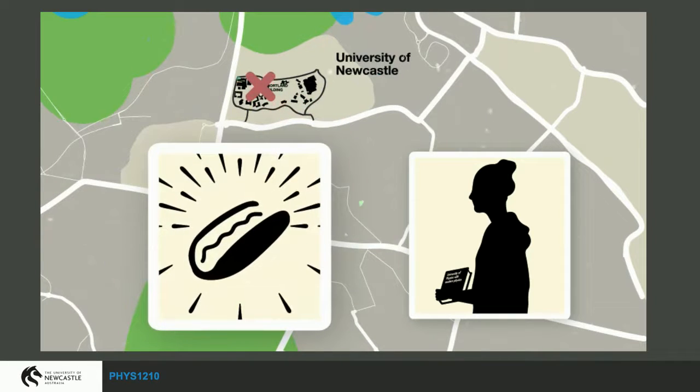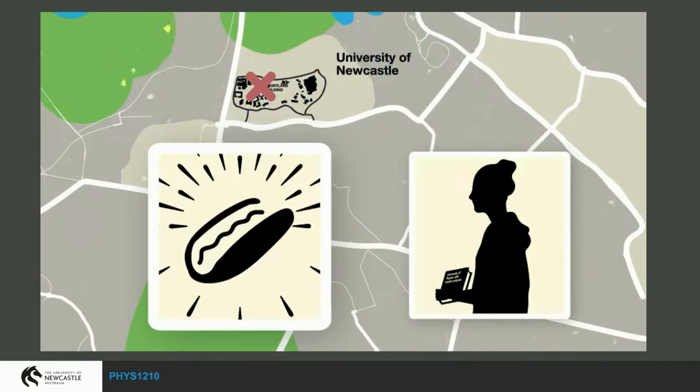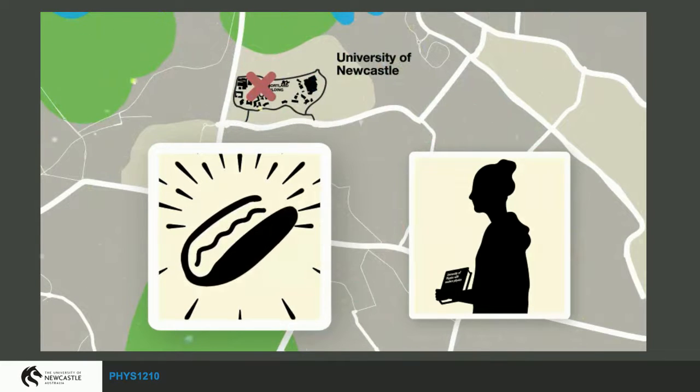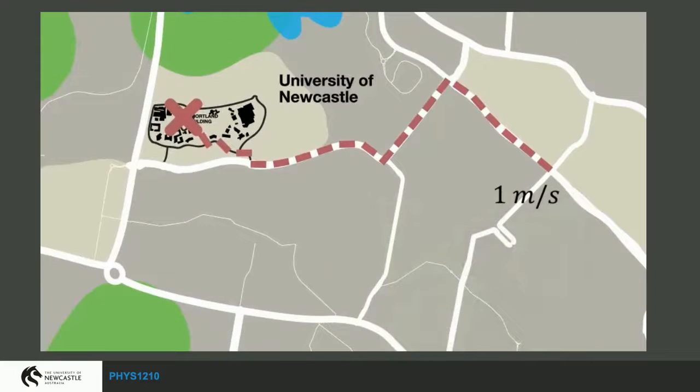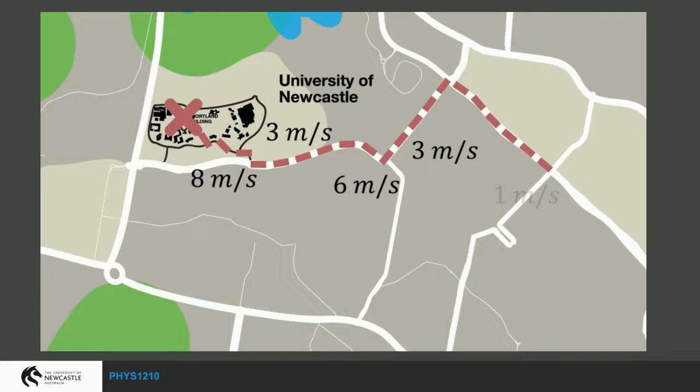Boom! Sam makes it. Okay, so let's look at how Sam travelled. These values here are Sam's instantaneous speeds, which is the speed of an object at a particular point of time. If you include the direction, you get a vector with both magnitude and direction, which is the instantaneous velocity.